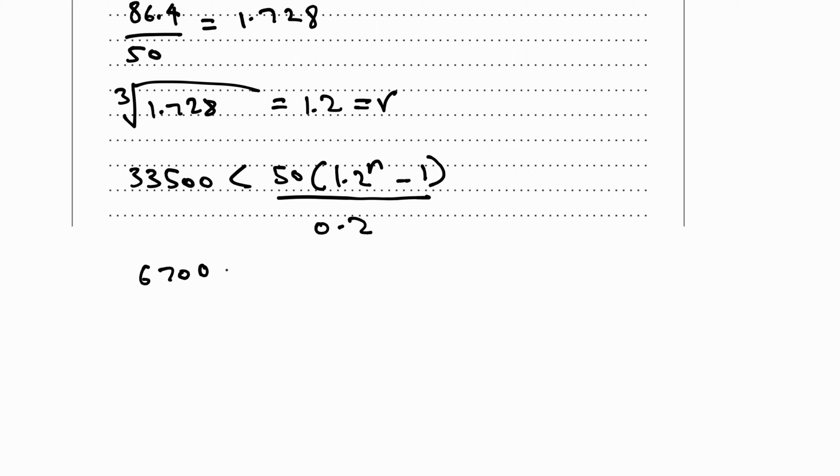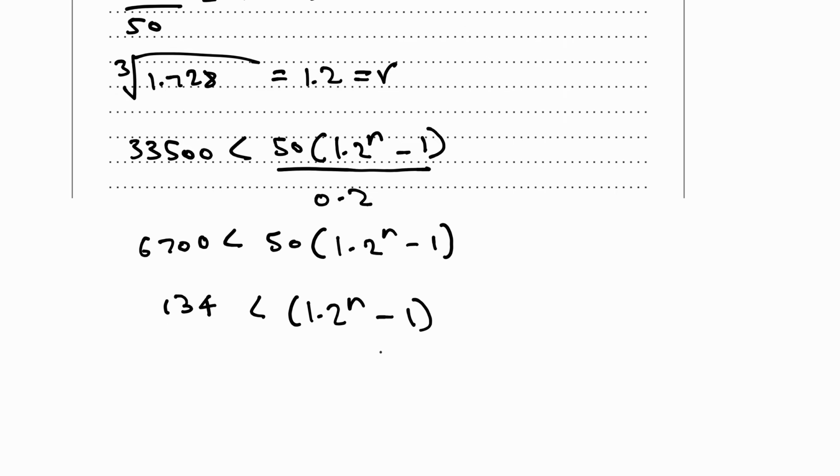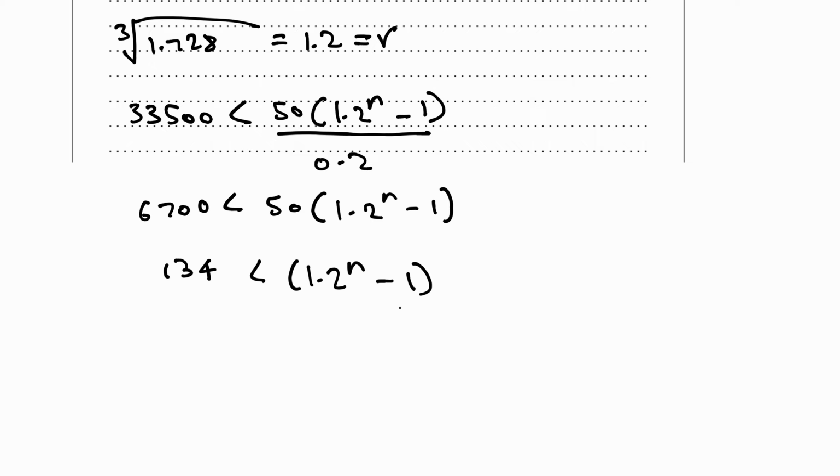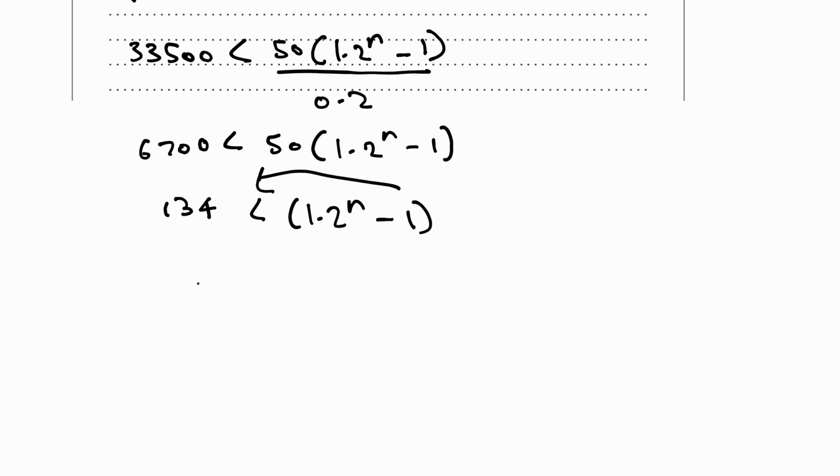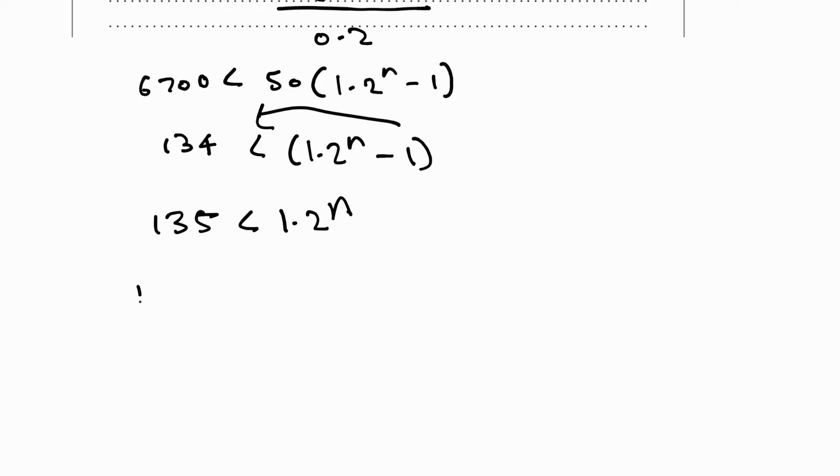6,700 is less than 50 times 1.2 to the power of n minus 1. Then I get that 134 is less than 1.2 to the power of n minus 1. So then I bring this 1 to the other side, so I get 135 is less than 1.2 to the power of n. And by using logarithms, I get n must be greater than log base 1.2 of 135.